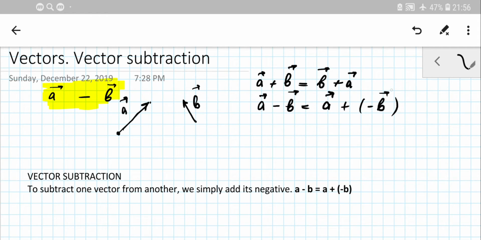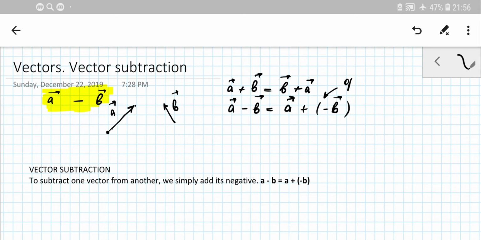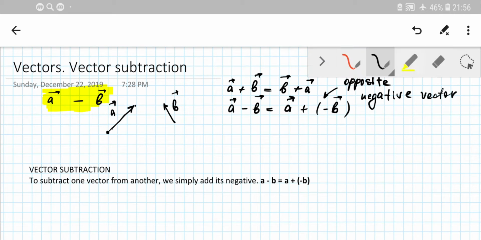So remember before, we used to discuss an opposite vector, opposite to a given one. That's called a negative vector. So what's the sense for that? The sense is pretty clear. Instead of subtracting, we're actually adding vector A with the opposite vector to the vector B.